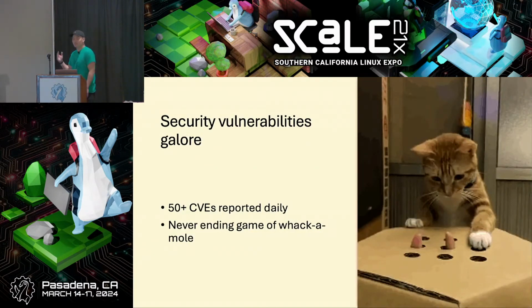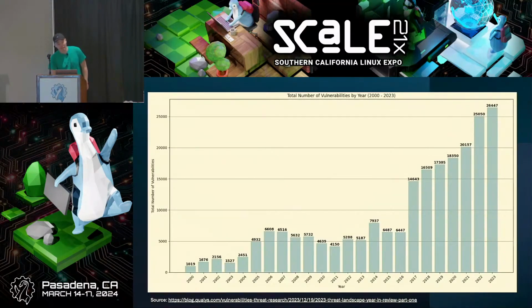And so we're living in this world now where there are just security vulnerabilities galore. I think we're at a point where we're reporting about 50 plus CVEs on a daily basis, and it's just like a never-ending game of whack-a-mole, right? So like this cat here, just constantly patting down the fingers, and it's a never-ending game, right?